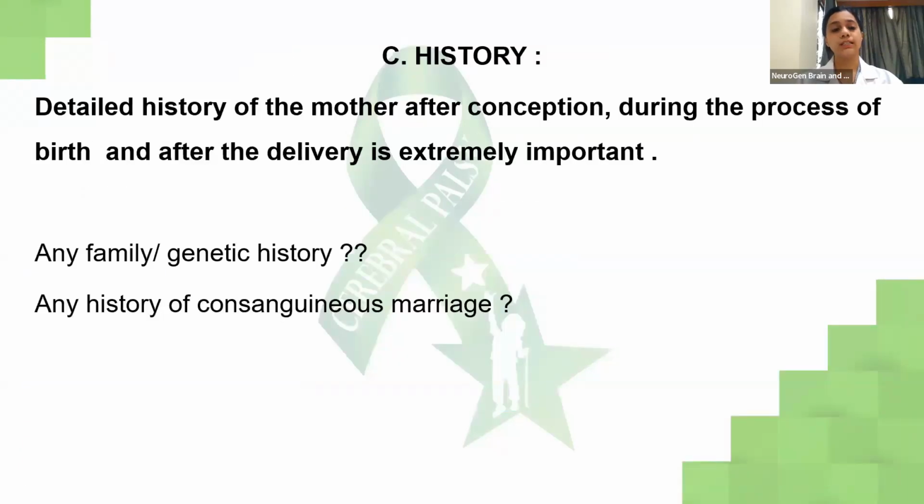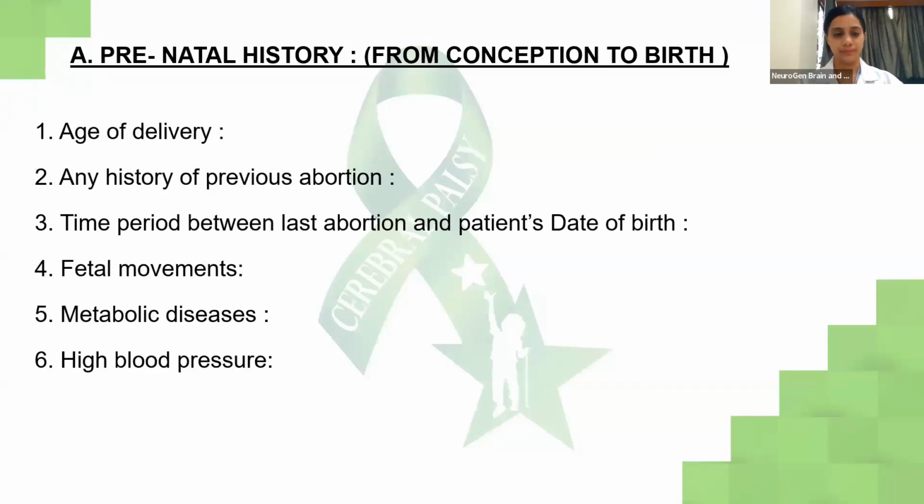Moving on to the history. History has three main parts: the prenatal, natal, and postnatal history. Before that, we can ask the parent if there is any family or genetic history, and if there is any history of consanguineous marriage, meaning the marriage was in a blood relation or in the relation of the family. If the father is married to a cousin sister, or like an aunt's daughter, this is a family chain which needs to be ruled out.